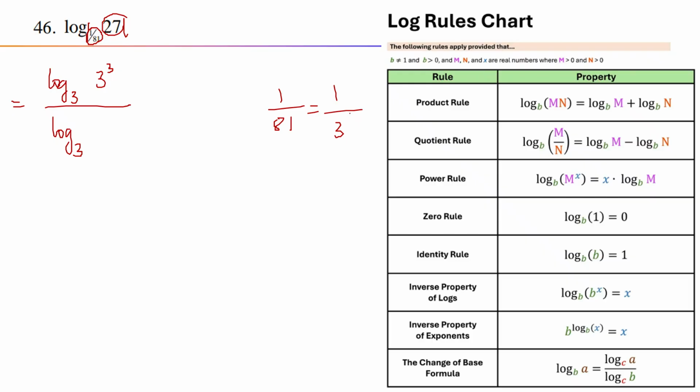So it's 1 over 3 to the power of 4, because our common base is 3. Now flip: 3 to the power of -4. Now we use the inverse property of logs. Whatever the exponent is, that is the answer. Equal to -4 over 3.